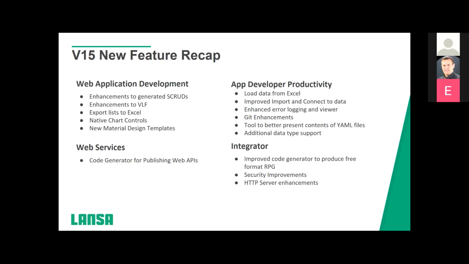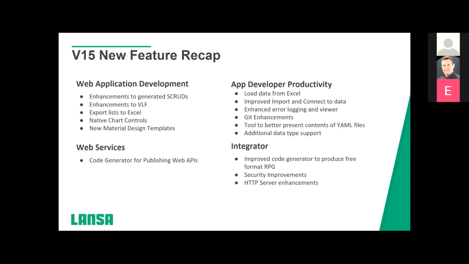Code generator for publishing web APIs. We've turned APIs into low code, and it's much easier for the users. And I'm going to talk just a little bit more about that before we get into 15 plus. And then on the app developer productivity side, you can load data from Excel. We've improved import and connecting to data. We've enhanced our error logging. We've made Git enhancements. We've better present contents of YAML files and additional data type support.